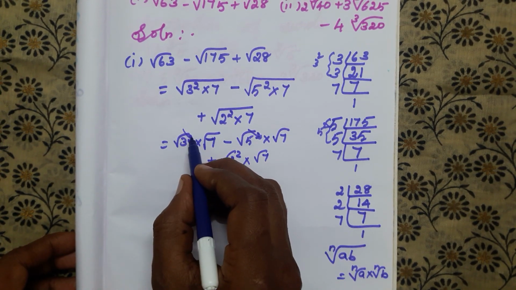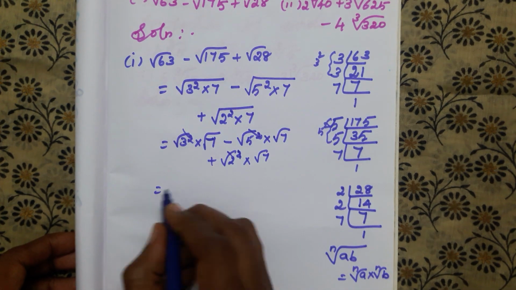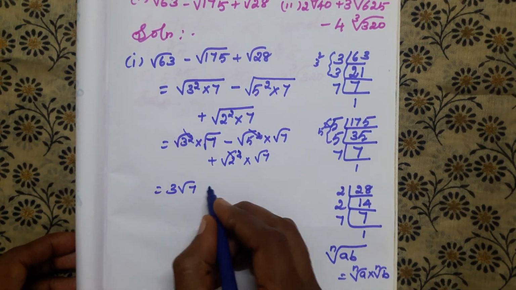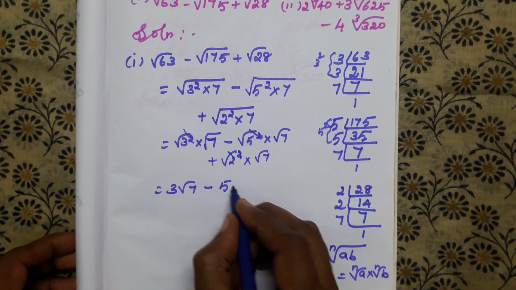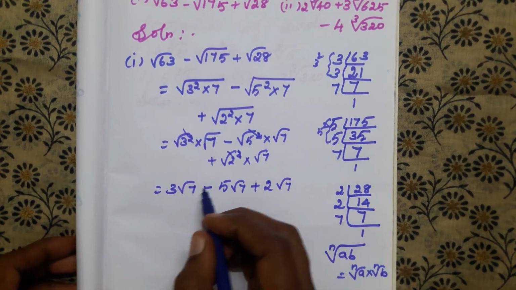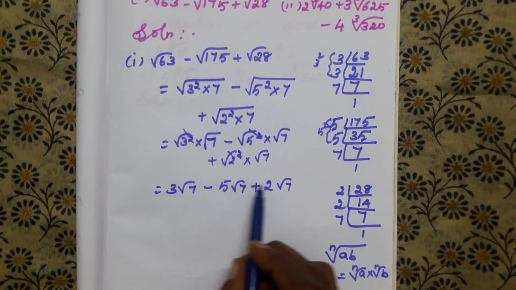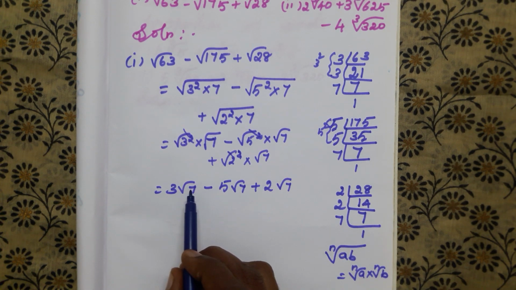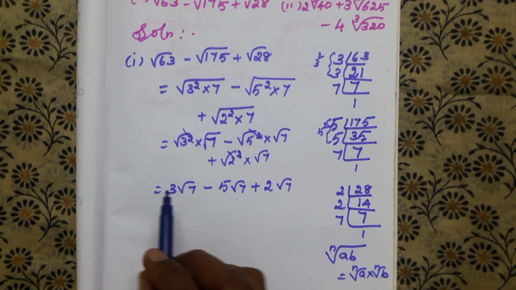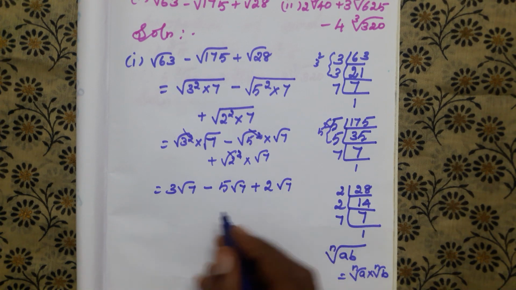Here order as well as power are the same. Here also order as well as power are the same. So 3 root 7 minus 5 root 7 plus 2 root 7. Now check these three numbers. What's the order? Everywhere order is 2. What's the radicand? Everywhere the radicand is 7. So we can add as well as subtract. These three numbers we can simplify now.